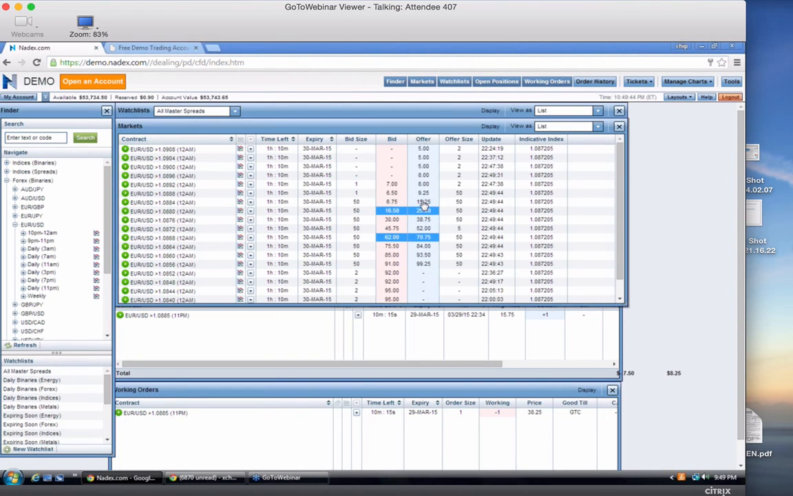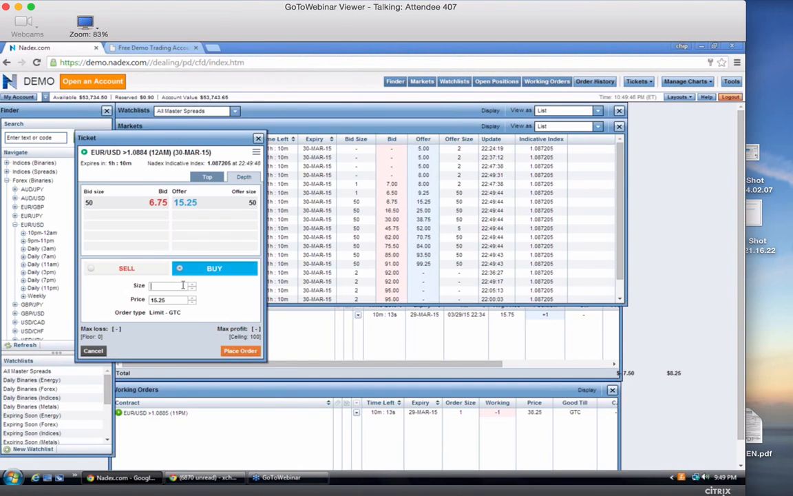So I lift the offer to buy it. They're willing to sell it. I want to buy it. That's the way to get involved in the trade right now. Now, these binary prices can move very quickly at times. On Nadex, the only type of order we have is a limit order.